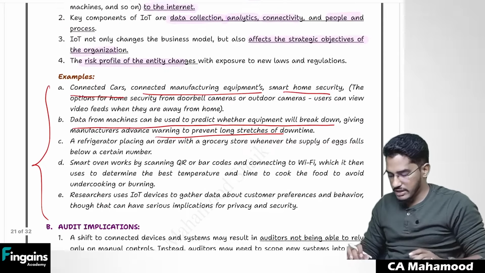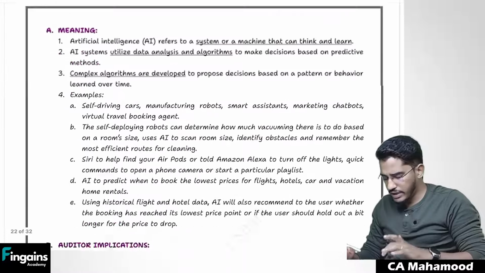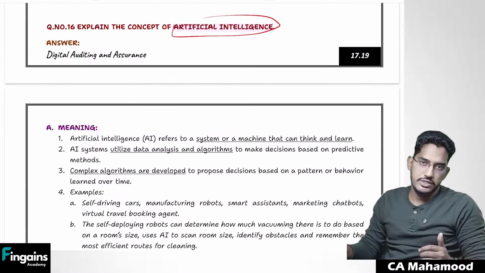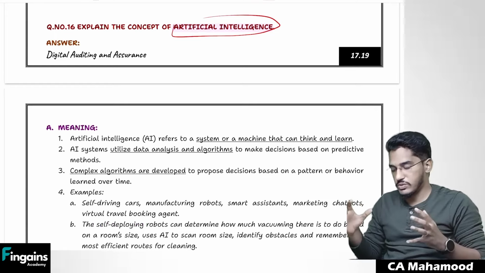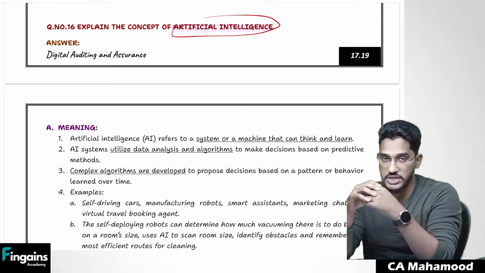So nothing much here left to discuss. So this is the simple concept of Internet of Things. Now talking about the next technology, artificial intelligence. So what is artificial intelligence? We are all living in that world. This is the appropriate time where we are having first-hand experience of artificial intelligence.